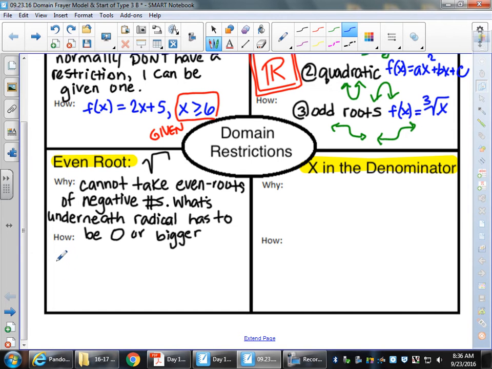The how. What do we pay attention to? What do we highlight all day? Highlight what's underneath, or what's under the root. And the root only, right? Don't pay attention to anything out front. Don't pay attention to anything being added or subtracted. What was the next thing we did? Is it equal to 0? What's that inequality?